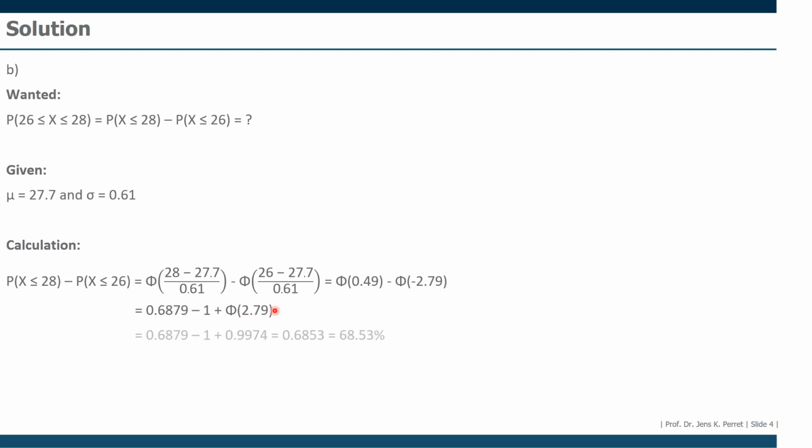This value we're also looking up. Here we get 0.9974 and we're going to calculate the result of all of this, giving us 68.53%. So roughly a 68.5% chance of an episode lasting something between 26 and 28 minutes. And that was already the second part.